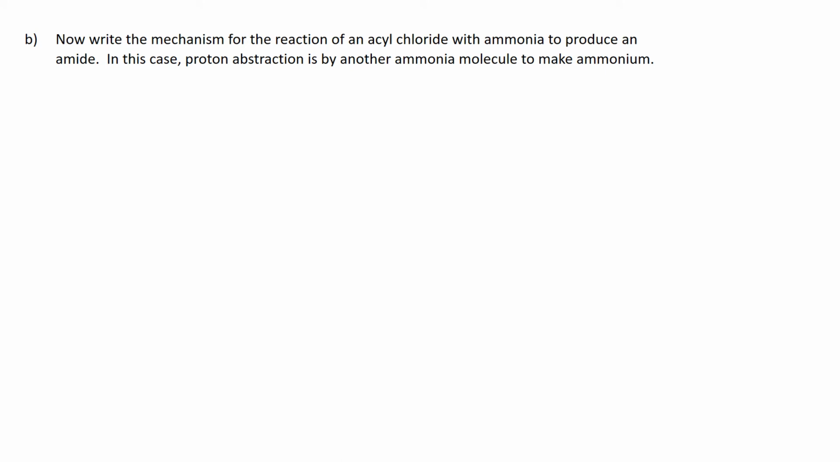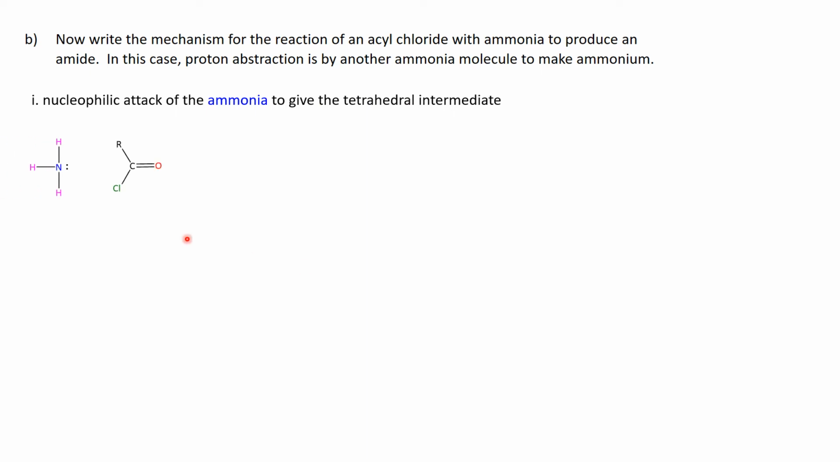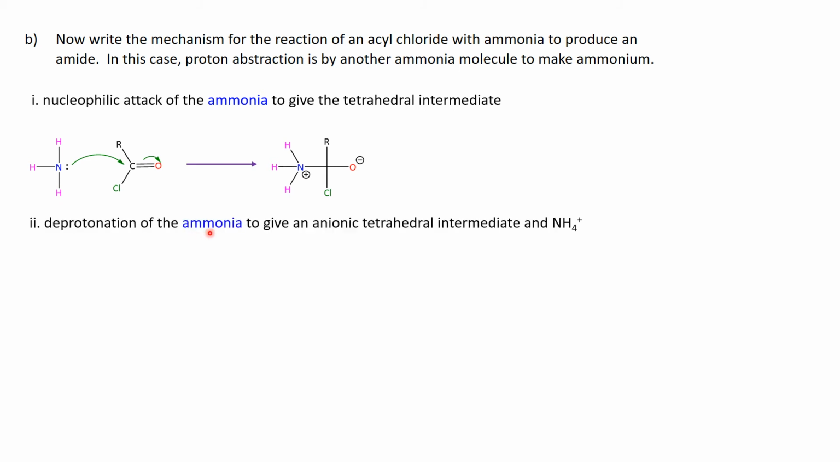That was such fun. Let's react acyl chloride with ammonia to produce an amide. Again, I'll give you the steps. Nucleophilic attack of ammonia. So the ammonia comes in with its electrons, which love that slightly positive carbon, going again to the tetrahedral intermediate. Now we're going to deprotonate the ammonia, but we'll deprotonate the ammonia by another ammonia molecule.